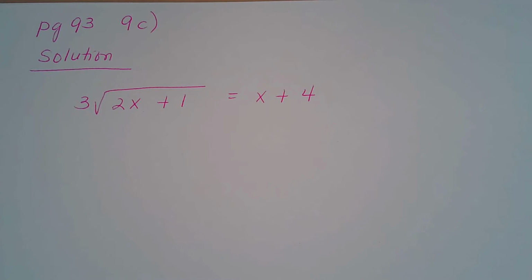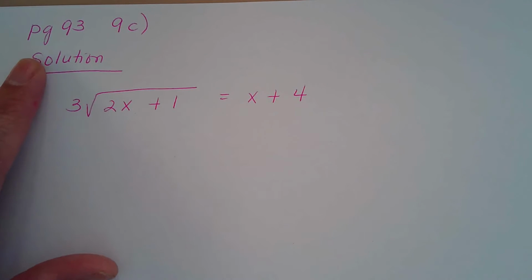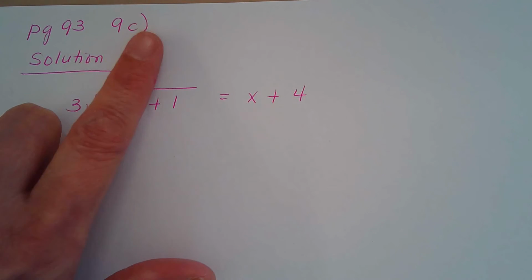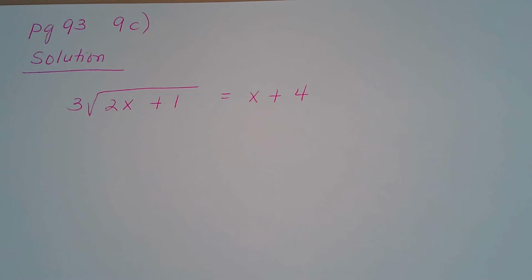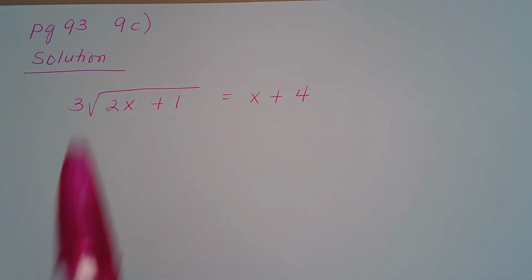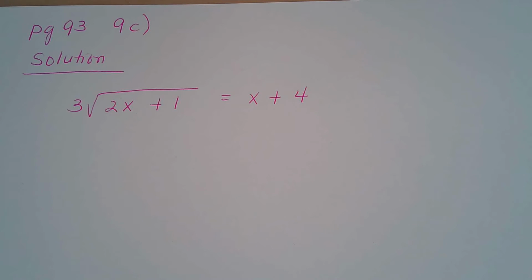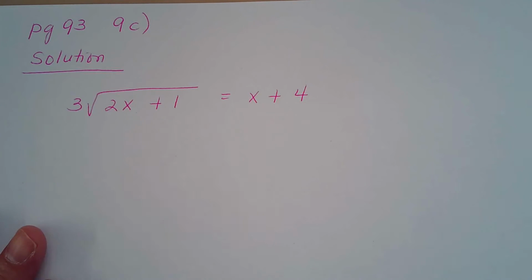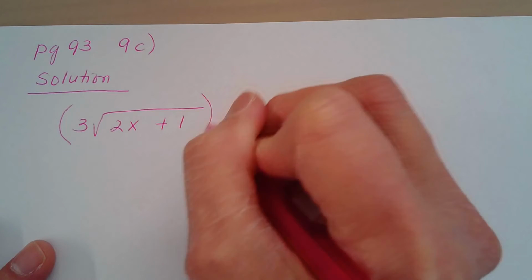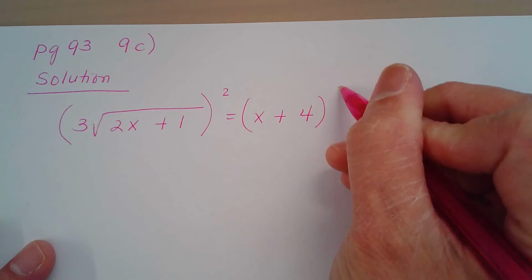Okay, so we're just gonna take some time going over page 93, question 9C, and then I wrote it down here. What we're trying to do is to solve for x, right? Well, how do we do that? Well, what do you think the strategy we're gonna do first? Yeah, so why are we squaring both sides? Yeah, to get rid of that square root right there, right? So let's do that. So square both sides, square both sides.